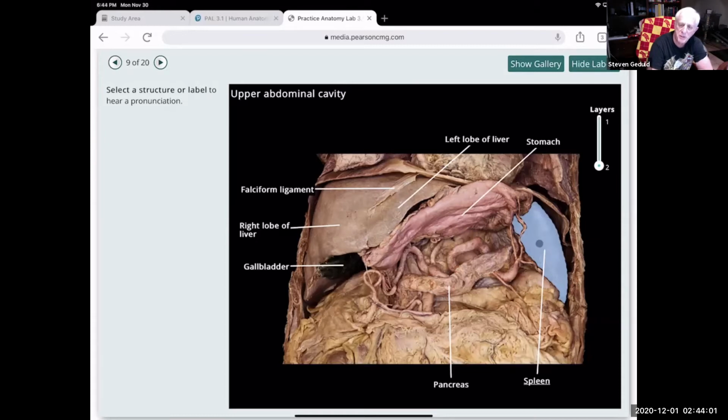You lift the stomach up, you see the pancreas, and the tail of the pancreas points up to the spleen. Okay, so right lobe of the liver, left lobe of the liver, the falciform ligament of the liver, gallbladder, pancreas, spleen, and stomach.